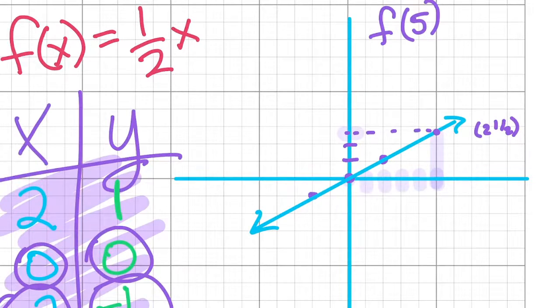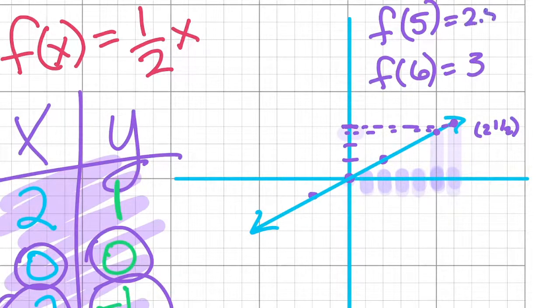Let's do something a little more clean. So let's do f of 6. Let's go over 1, 2, 3, 4, 5, 6. All right, so let's start here and go straight up. Okay, and you can see my graph isn't perfect. It actually lands a little bit above 3, right? Because here's 3. Okay, so it should be 3 here. But again, my graph isn't drawn perfectly.